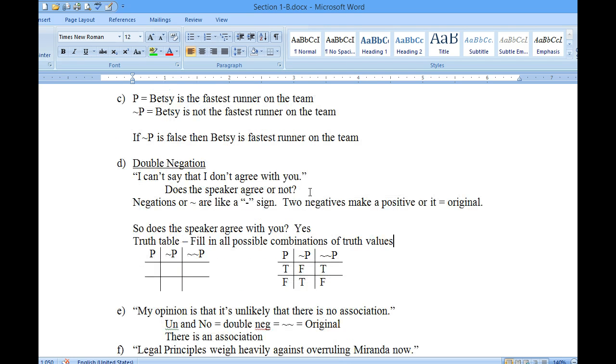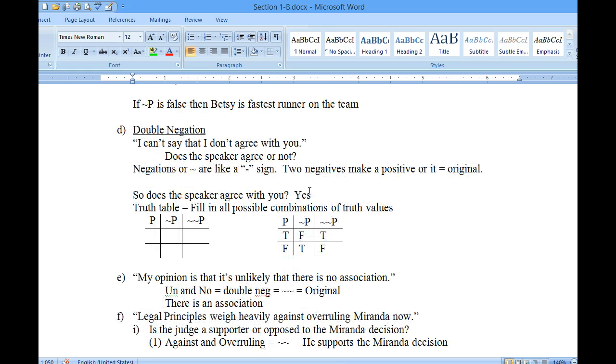Let's move on to D, a double negation. I can't say I don't agree with you. So is the speaker agreeing with you or not? Double negations are kind of tricky. You hear them a lot and you don't know how to answer the question.